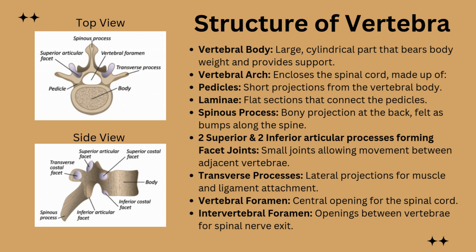is a bony projection which is felt along the back, the transverse processes, which provide the attachment points for the muscles, the vertebral foramen, which allows the spinal cord to pass through it, while the facet joints and intervertebral foramen enable the movement and exit of spinal nerves respectively. Now, while the structure varies across cervical, thoracic and lumbar regions, the vertebrae consistently support and protect the spinal cord.